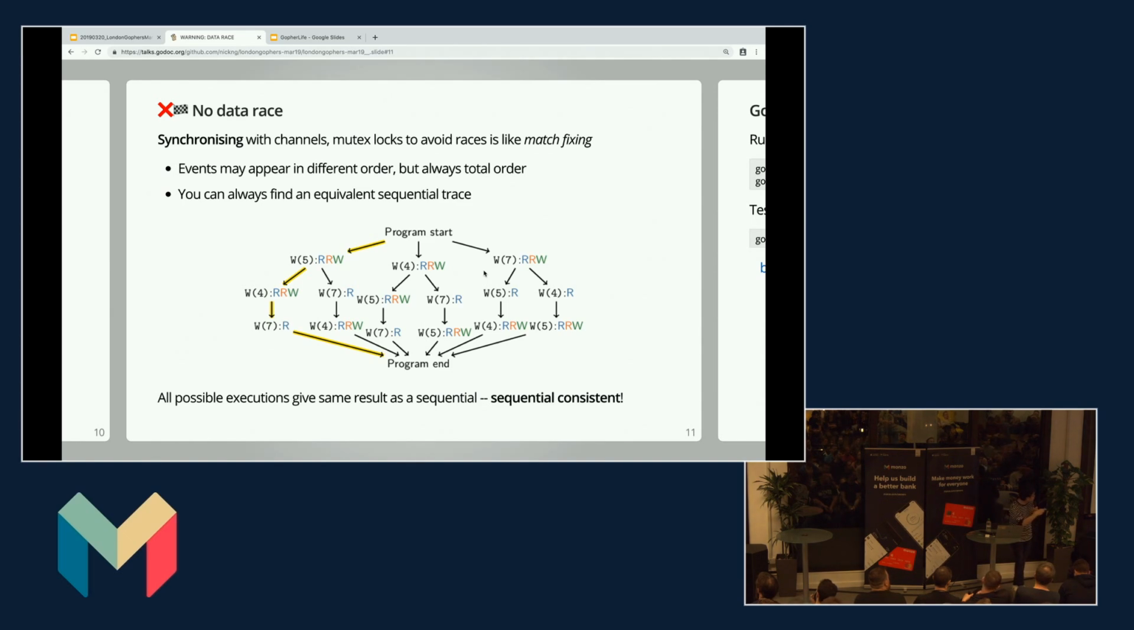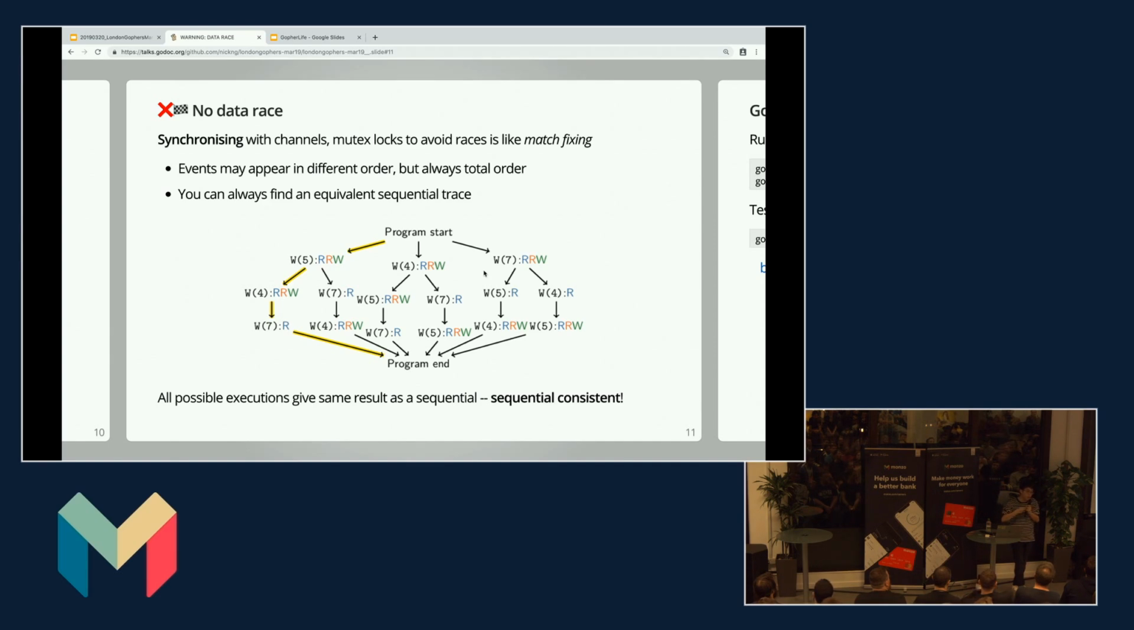What I've highlighted in the graph is one possible execution. As you can see, the program will start. It will call the withdraw 5 thread, and then it will call the withdraw 4 thread, and then withdraw 7. So there is a direct relationship between each of the reads and writes. And because all the possible executions give the same result as a sequential execution, this is what we mean when we say sequentially consistent.